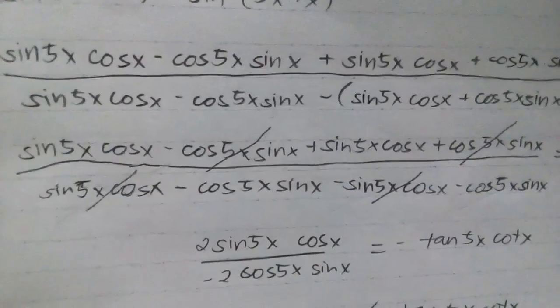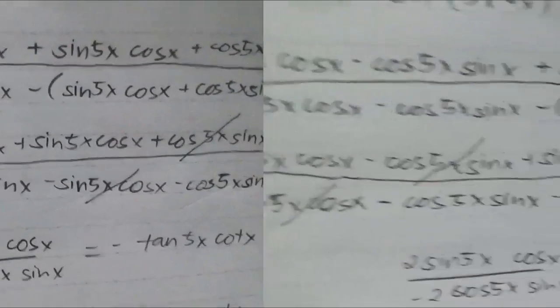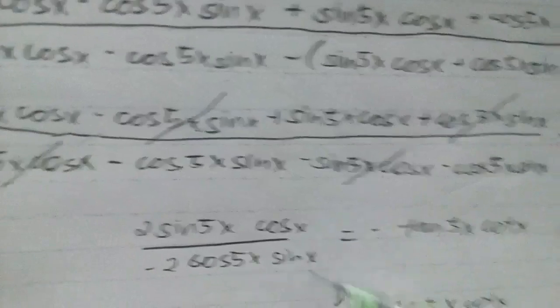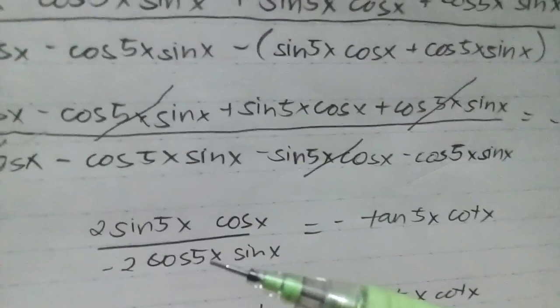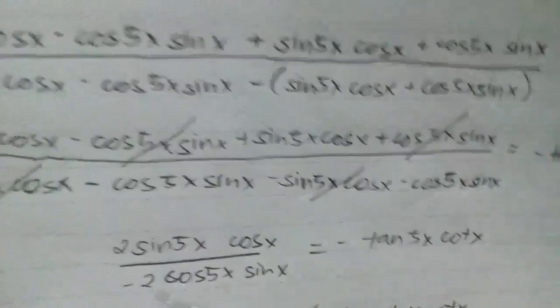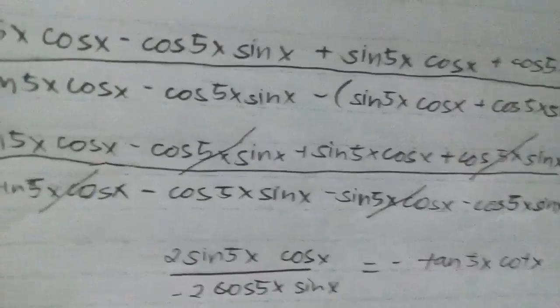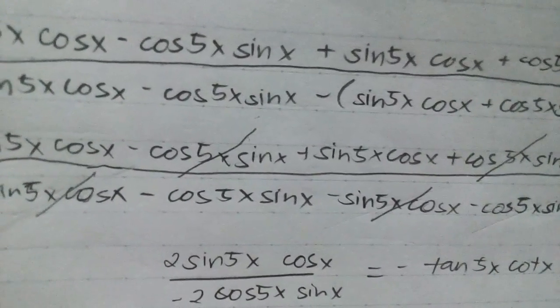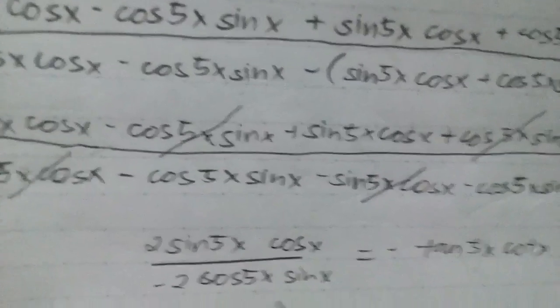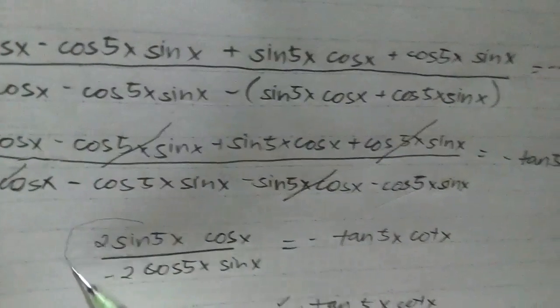So we're near to the end of the proving. So we'll group this equation to prove that it is equal to negative tangent 5x cotangent x. So we'll have to group 2 sine 5x over negative 2 cosine 5x because it is in multiplication, so we can regroup it.